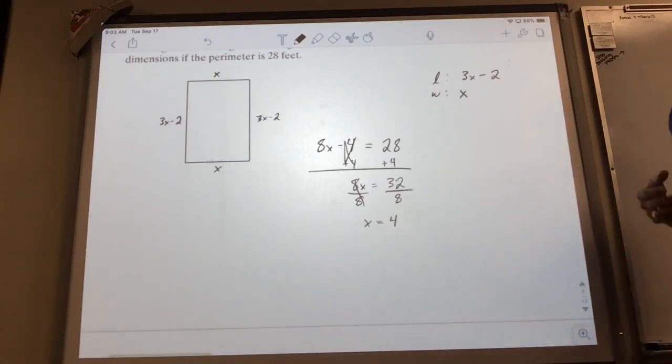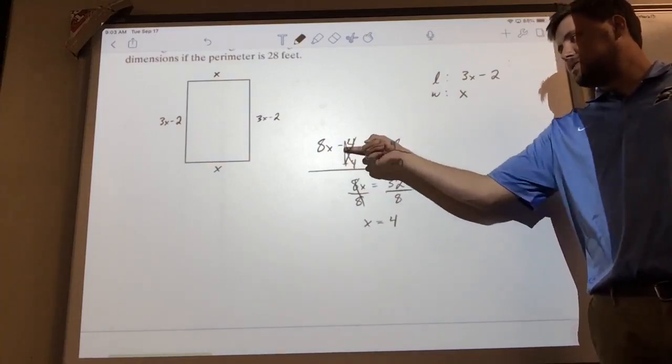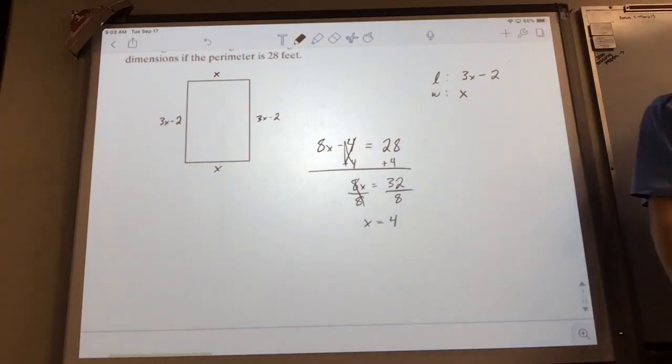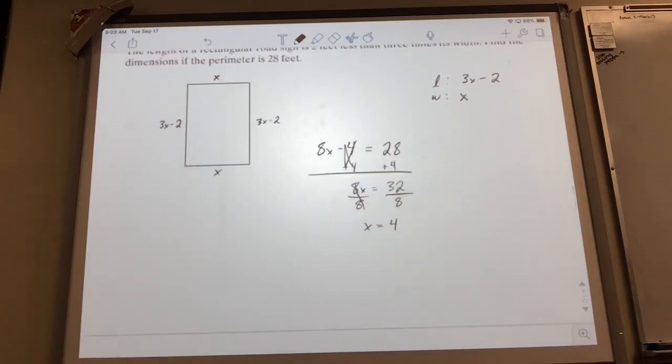A common answer on this is 3, because for some reason on this, people subtract 4 from both sides. I don't know why, but that would get 24. 24 divided by 8. Okay, I've got my x. X is not the answer they're looking for. They're asking for both of the dimensions.